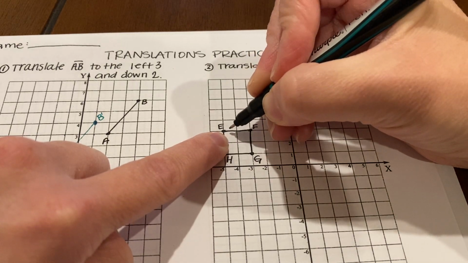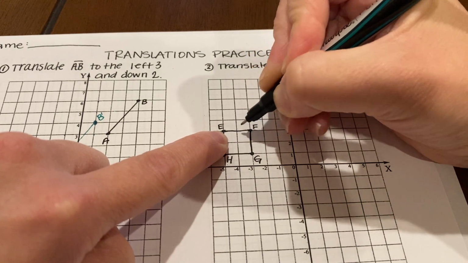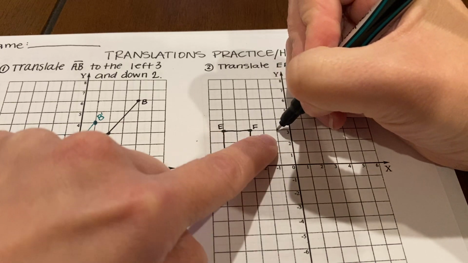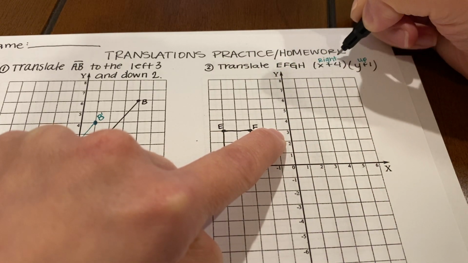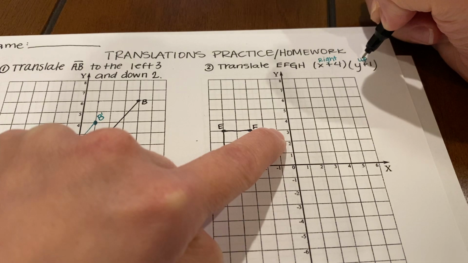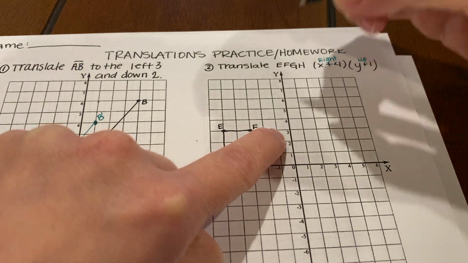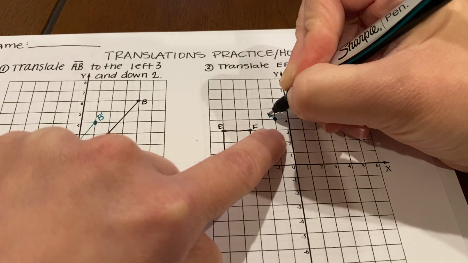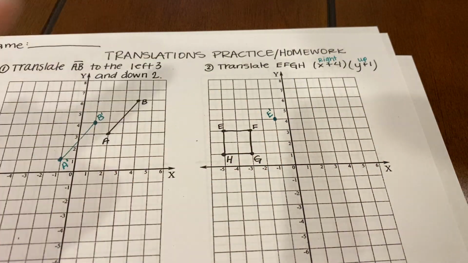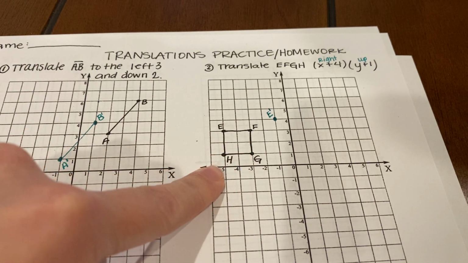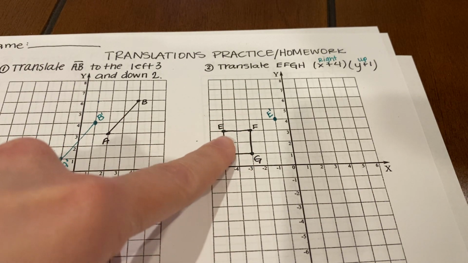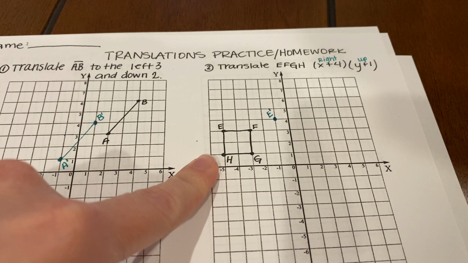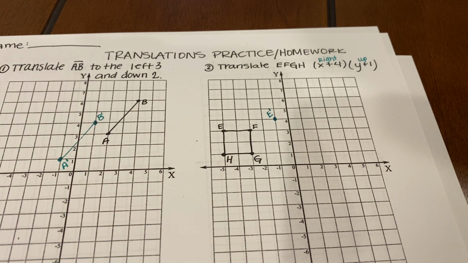Okay, so E is going to go right 4, 1, 2, 3, 4, because it told me X plus 4, which is right 4. And it's going to go up 1 because Y plus means up. And now this one is called E prime. I want you to do the 3 other ones, but what you'll notice at the end, if you don't get a square, you know you made a mistake somewhere. You need to be getting the same shape because a translation, a slide, doesn't change the shape.